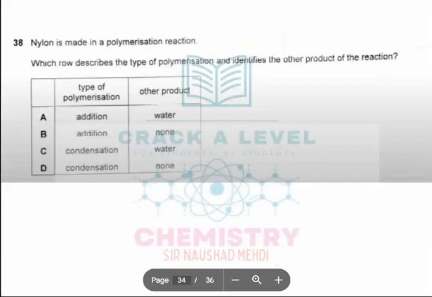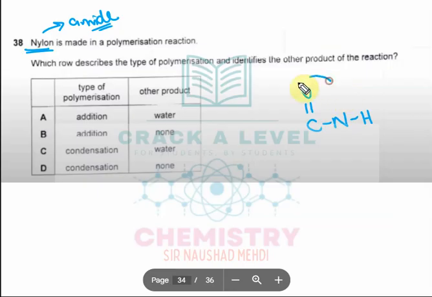MCQ number 38. Nylon is made in a polymerization reaction. We all know that nylon contains the amide linkage. And what is the amide bond? Amide bond is C double bond O N H. So this is the amide linkage which is present in the nylon.